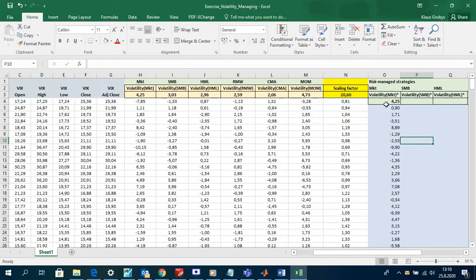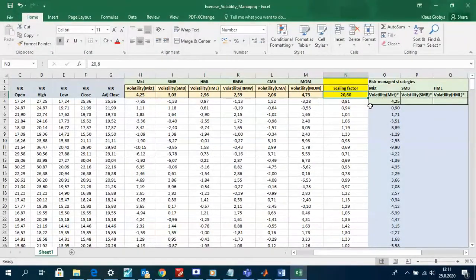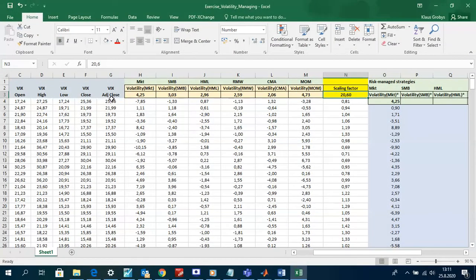So voila, it's actually rounded to two figures. Now we get the same volatility of the risk managed market factor as we have for the standard market factor. The volatility is 4.25. So the corresponding scaling factor is obviously 20.6. This number here, 20.6, for the market factor, is what we use if we take in our denominator the VIX, the adjusted closing price of the previous month's VIX.